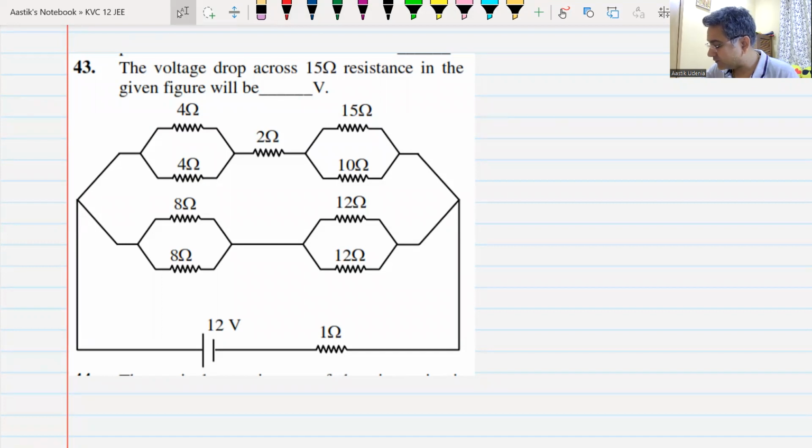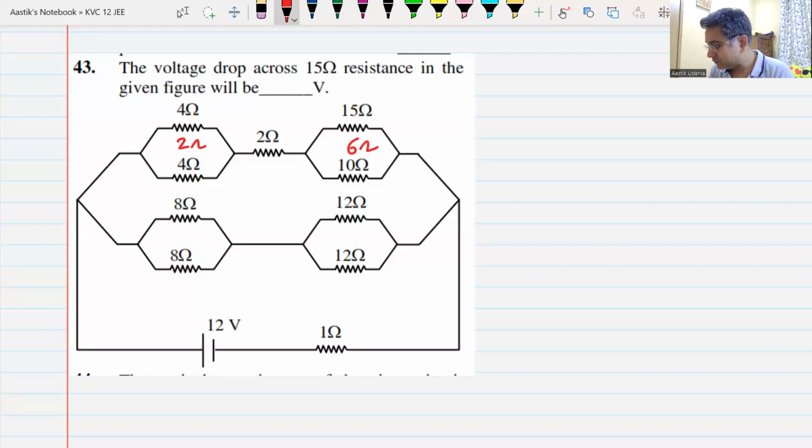How did you get 2, sir? Tell me. No one has any answer? Tell me, how did you get 2? Four resistors are in parallel, sir. Okay, so it becomes how much? 2 ohms, yes. 15 and 10 will become 6, sir. 15 and 10 becomes 6, yes, sir.